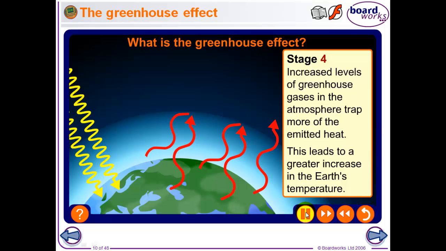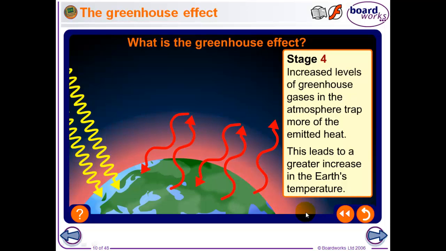Now, as increased levels of greenhouse gases in the atmosphere trap more of the emitted infrared, the emitted heat, more of it is going to be re-emitted back to Earth, causing an increase in the radiation.